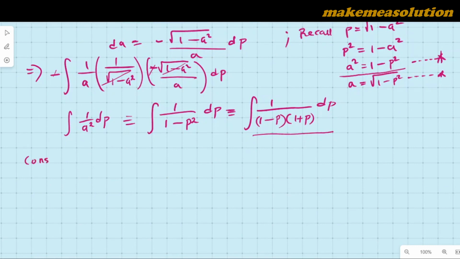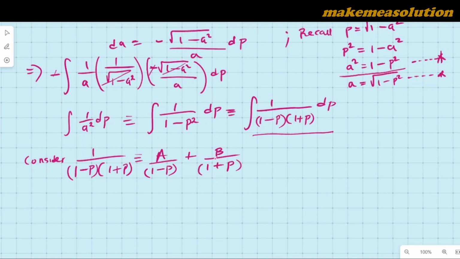So consider 1 all over 1 minus p and 1 plus p. It should be equal to A over 1 minus p and B over 1 plus p, like this. So we are going to use the cover up method. A is the limiting value as p tends to what? Now in using the cover up method, the linear factor under A is 1 minus p. So I want to look for what I'm going to substitute into this linear factor to make it 0. I can simply equate it to 0.